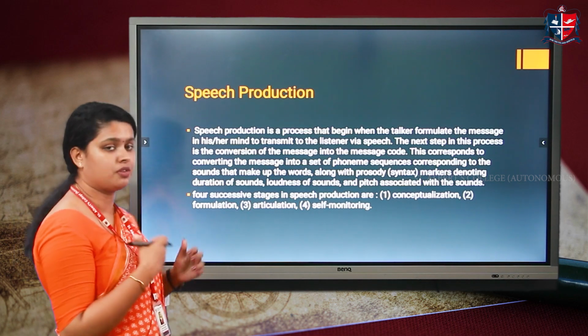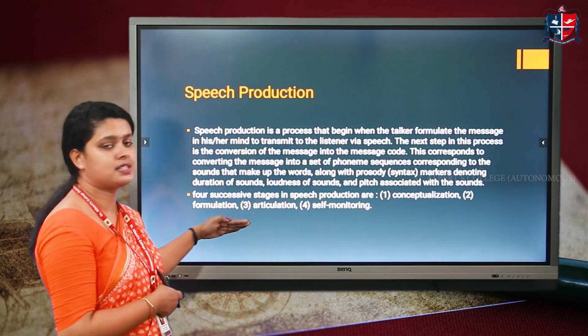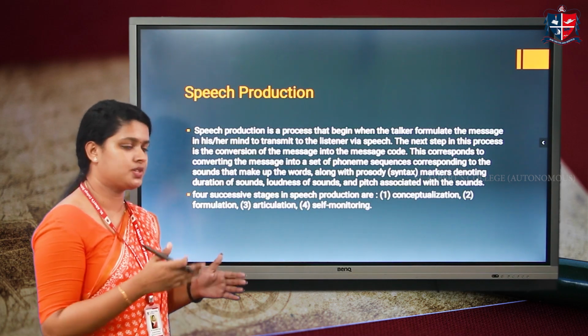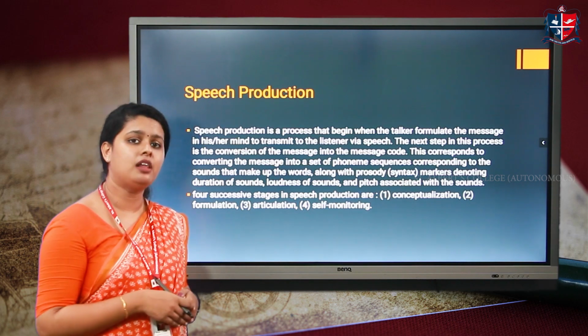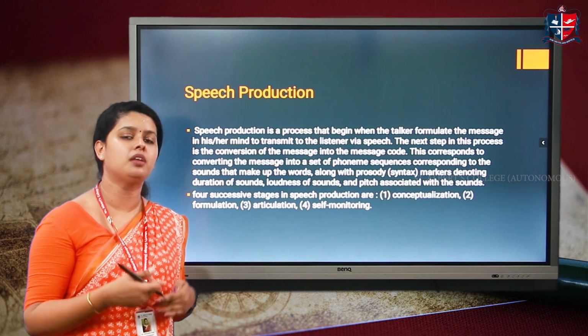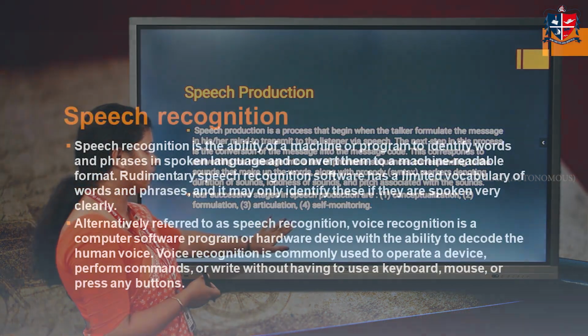The second stage is the formulation. How are we going to articulate it? And the third stage is the actual articulation of that particular sentence or words or phrases. And the last one is self-monitoring. After we utter words or sentences, our brain will self-monitor. So this is known as speech production.